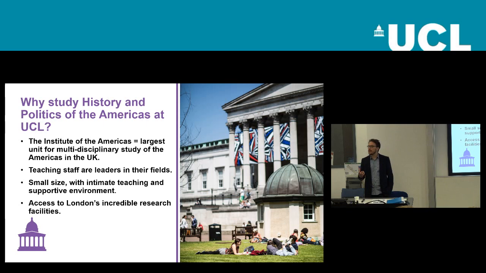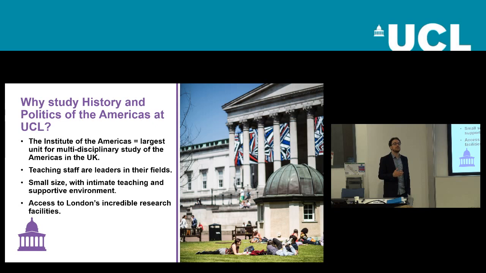Another really important factor is the intimacy offered by the Institute of the Americas. As my colleague Kate said earlier today, London is an enormous city. UCL is an enormous institution. But the Institute of the Americas, within this large city and this large institution, is a very small and intimate space. As I've already said, there are 15 members of academic staff. There are 4 members of administrative staff.